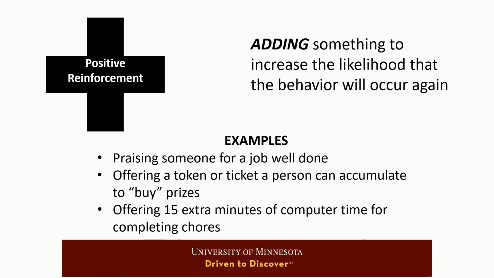If you offer somebody a ticket that they can accumulate to buy prizes, and the person engages in that behavior more often as a result of getting those tickets or tokens, then it's positive reinforcement. Another example would be offering 15 minutes of computer time for completing chores. Again, if chores are completed more often in light of being offered that 15 minutes of computer time, then it's likely that it's operating as positive reinforcement.